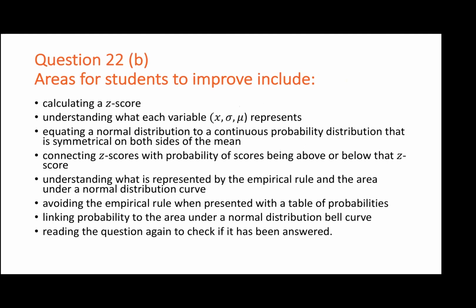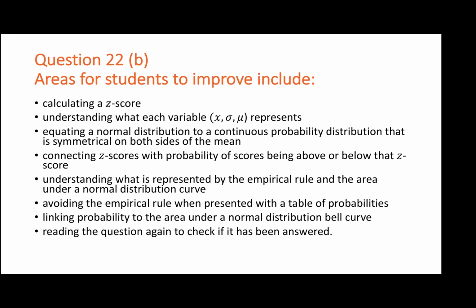that students need to equate a normal distribution to a continuous probability distribution that is symmetrical on both sides of the mean. They need to understand the symmetrical nature of the distribution. Connecting z-scores with the probability of scores being above or below that z-score was important.